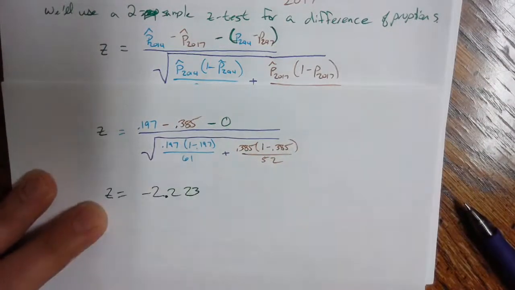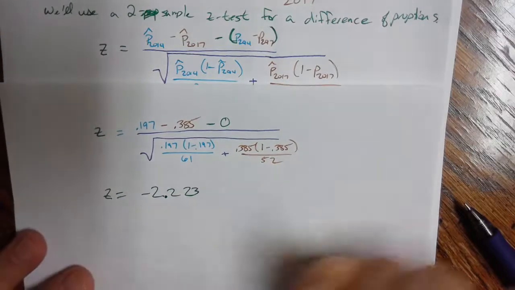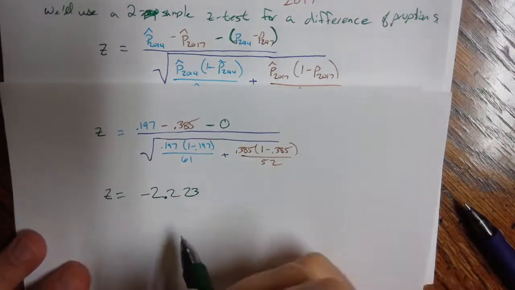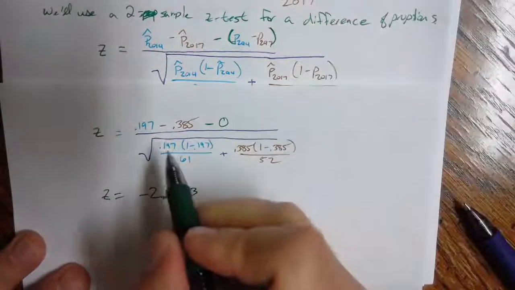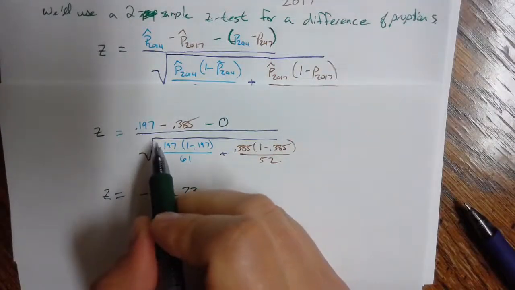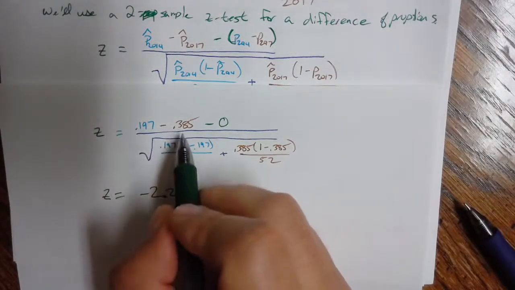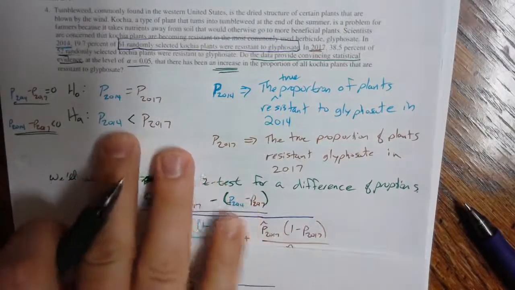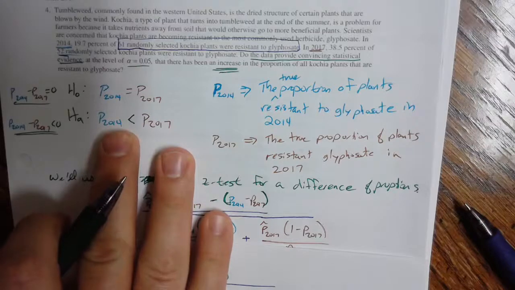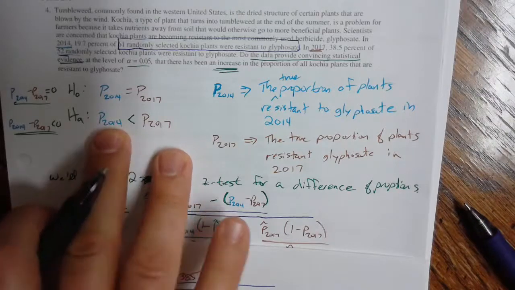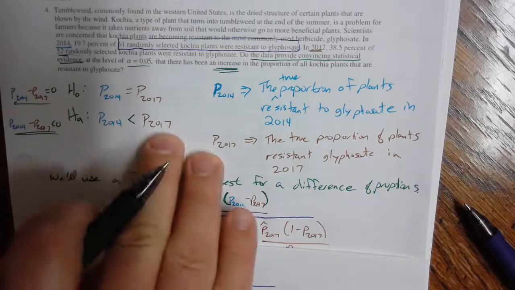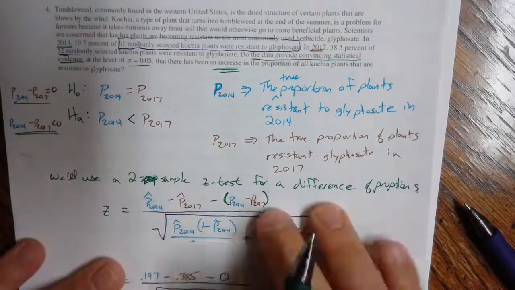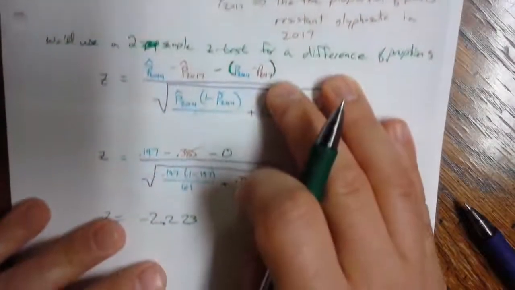And one thing you might notice, my z-score is negative, and that's totally dependent on how I chose to set up my original hypothesis. Had I flipped it and made the 0.385 first, and I could have gone down at my null and my alternative. If I would have said the true proportion from 2017 is greater than the proportion from the 2014 plants, then I'd end up with the same number, but it'd be positive. Either way is going to work perfectly fine.